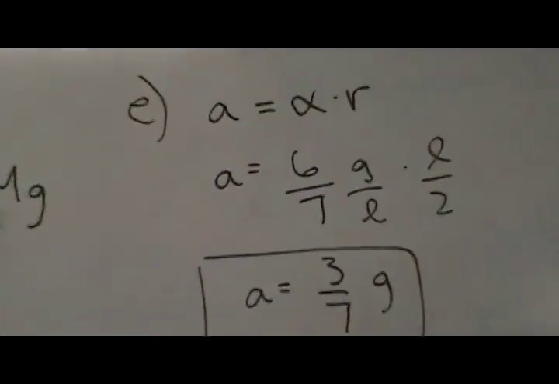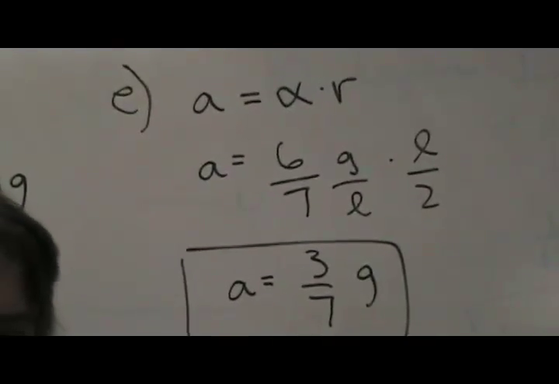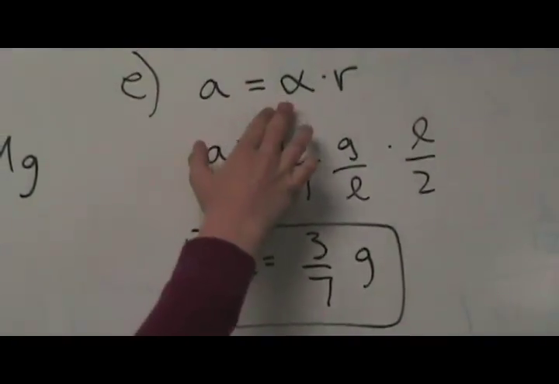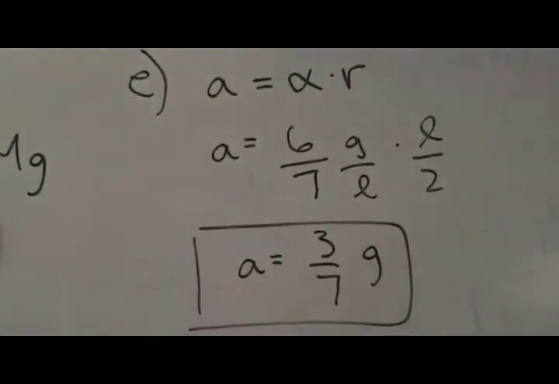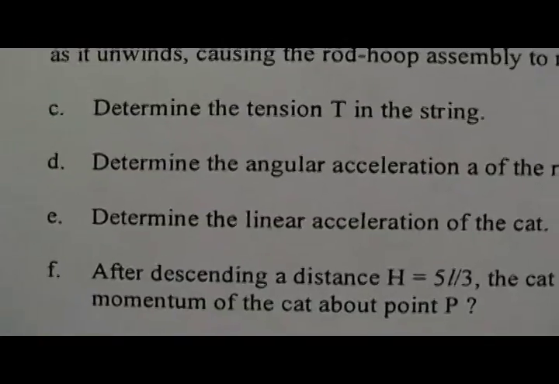The second part asks for linear acceleration, and once you have angular acceleration, linear acceleration is easy to figure out because linear acceleration is just the angular acceleration times the radius. Doing that, you get the linear acceleration is 3/7 g.